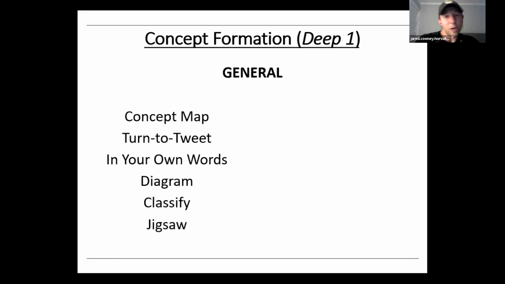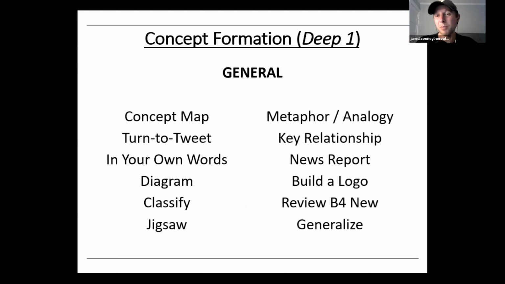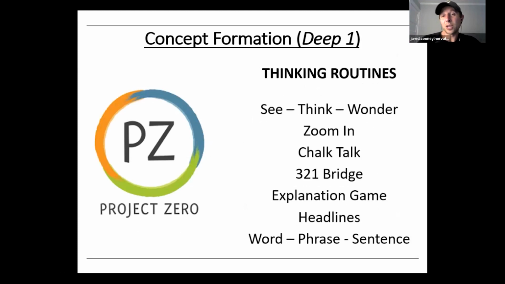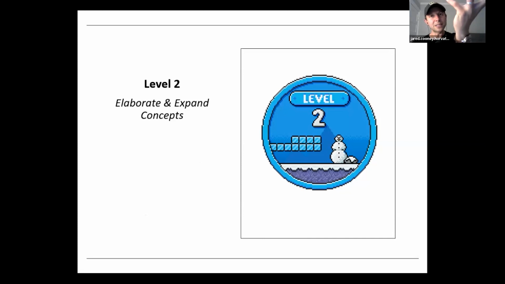So strategies here: could we be doing concept maps? Could we be doing metaphors, analogies? Could we be generalizing? Some thinking routines: could you be doing a see, think, wonder, an explanation game, word, phrase, sentence? You'll see all these things are basically saying, how are you pulling that information together into coherent units?